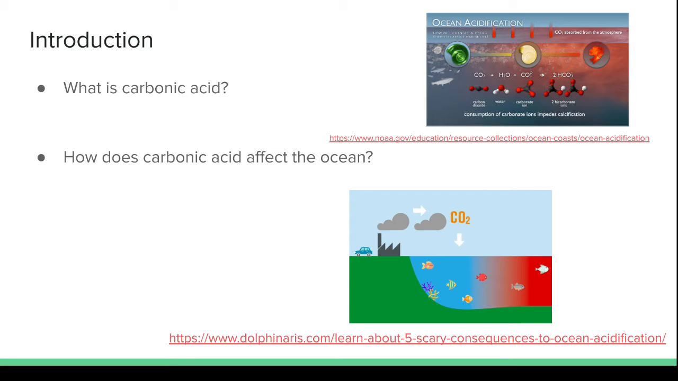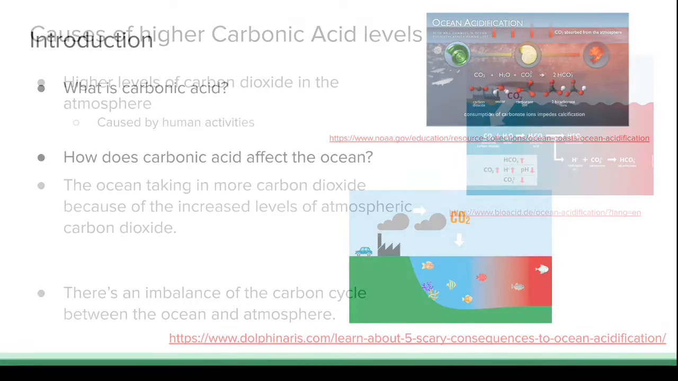How does carbonic acid affect the ocean? Increased amounts of positively charged ions result in the pH lowering towards the acid end of the pH scale. The two diagrams show how the increased carbonic acid will affect marine life as a whole.